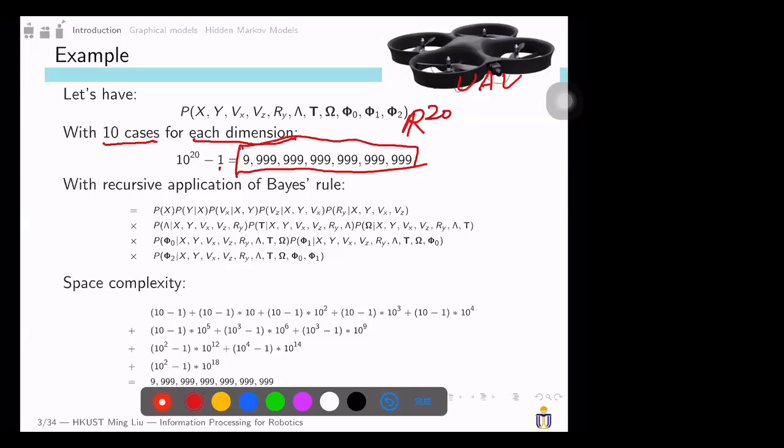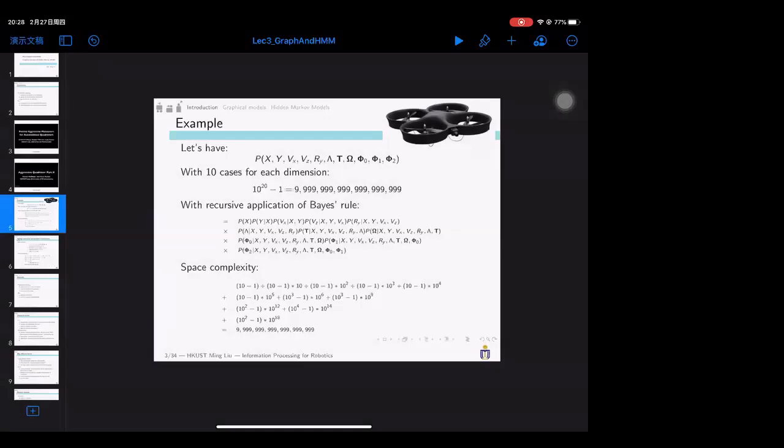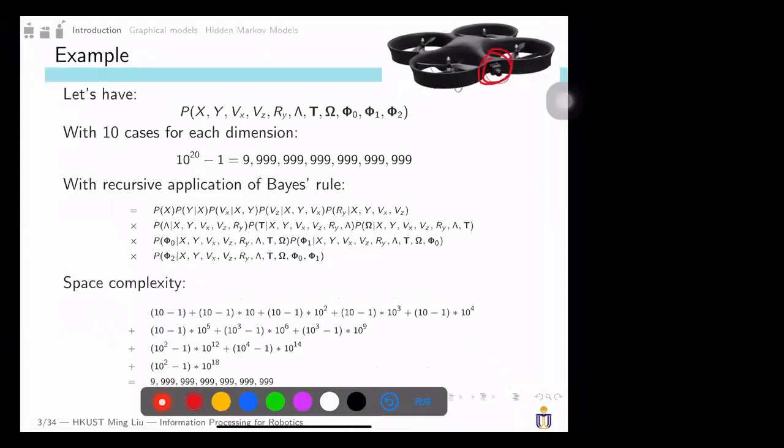That means every time you grant a new control or you have a new reading from a sensor, say there is a camera here, you get a new picture from the camera. You need to update that, right? You need to update this huge amount of memory space. It's not tractable, right? There's no way to track this huge joint distribution.